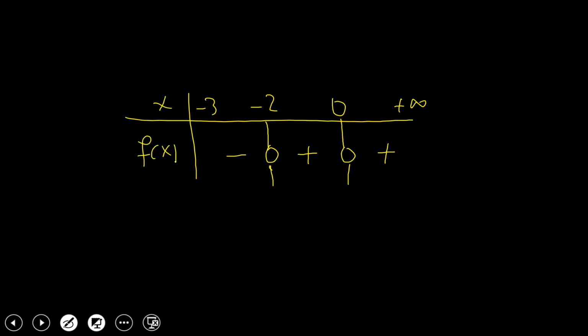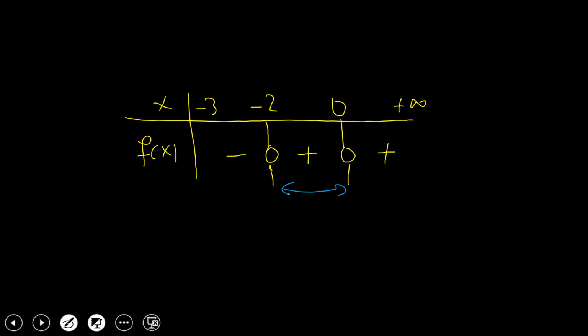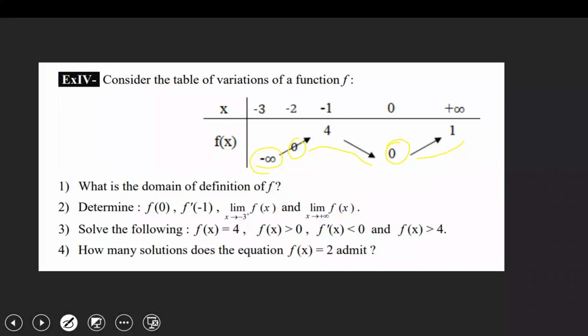So if I want to know when f is positive, it is positive twice. Since there is no "or equal", we have an open interval. We say x belongs to (-2, 0) open, union (0, plus infinity) open. So this is another way.